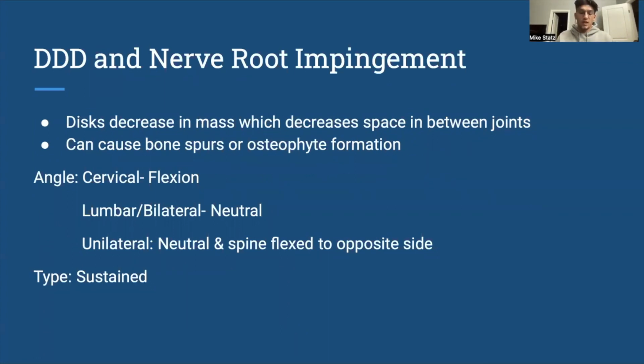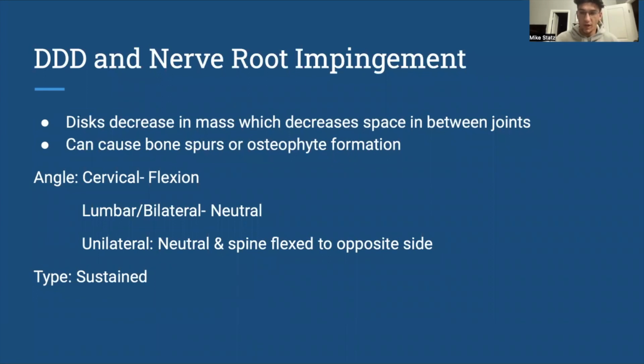So the first pathology, you could say, that traction can be useful for is going to be degenerative disc disease, along with nerve root impingement. Obviously, degenerative disc is when the bone mass in the vertebral column decreases, which then decreases the space in between our vertebral joints. And the rubbing on those bones can then create bone spurs or osteophyte formation.